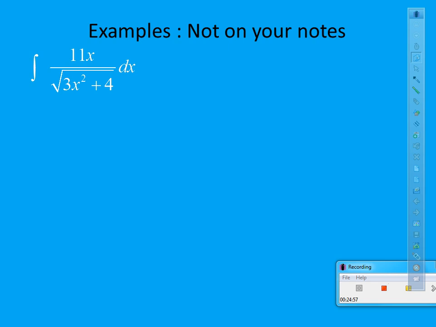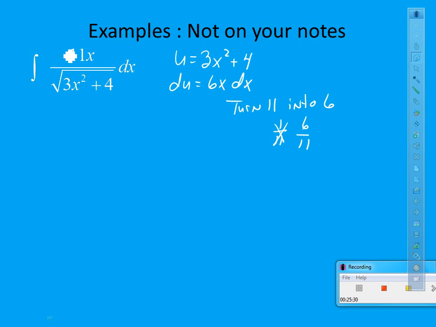Nothing any harder about this one, but my u again is going to be 3x squared plus 4. That makes my du 6x dx. So here goes. I need to turn an 11 into a 6. So I'm going to multiply by 1/11, which turns it into 1, and then I'm going to multiply that part by 6. So I'm really going to use 6/11, which means I use an 11/6 out there. Because 11/6 times 6/11 is 1, my number of Facebook friends.